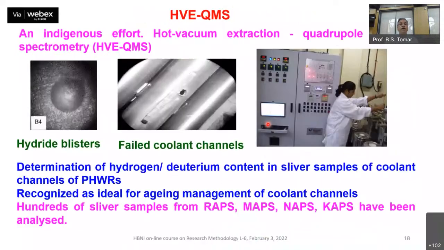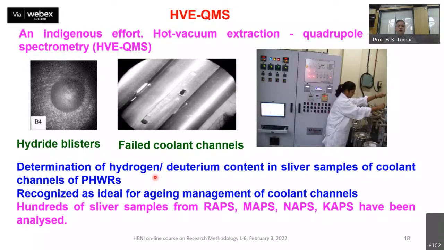Okay, I'll discuss the research plan. So this is the experimental instrument. This instrument is designed indigenously in our laboratory, an indigenous effort based on hot vacuum extraction. You heat the sample to a very high temperature, and the evolved gases are analyzed by quadrupole mass spectrometry. These are the hydride blisters that can form if the hydrogen or deuterium content goes above the terminal solid solubility, and finally it can lead to failure of the coolant channels. So this is the instrument, and this is where our colleague is doing the measurements.